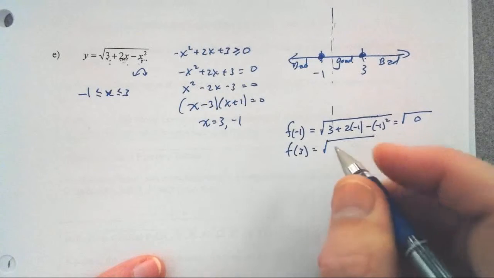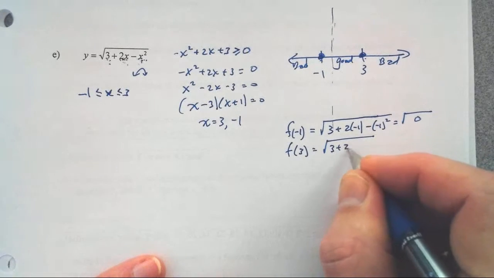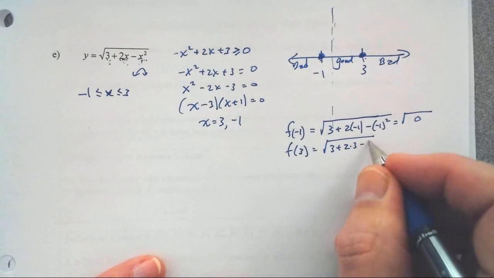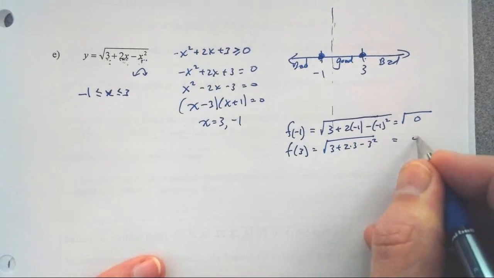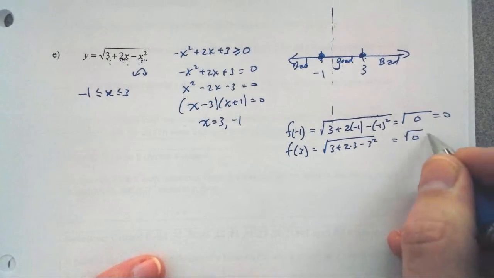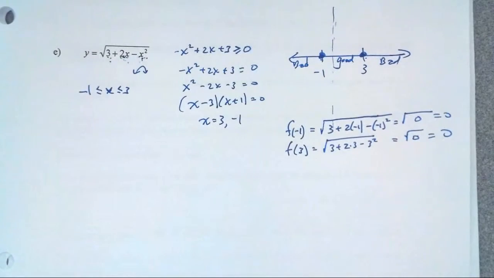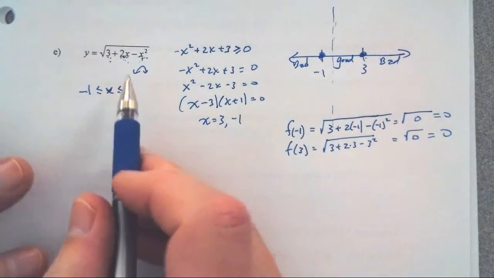Likewise, square root of 3, I get 3 plus, it's good to check, 2 times 3, that's 9, minus 3 squared. Of course it's 0. That's why we did it. So those could be either maximums or minimums, and we got them on both sides. All right, let's go to derivative.